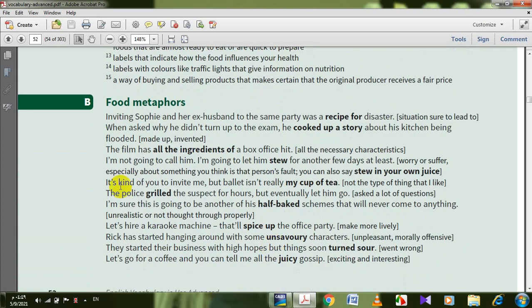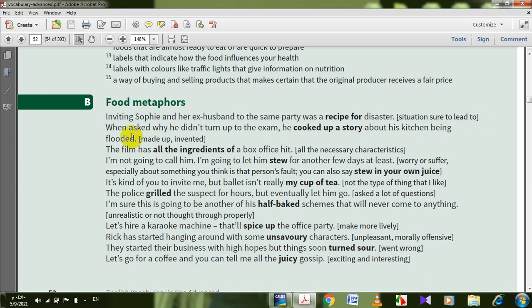Let's go to food metaphors. Inviting Sophie and her ex-husband to the same party was a recipe for disaster. Recipe for disaster, يعني كانت وصفة سحرية لكارثة. A situation sure to lead to disaster.